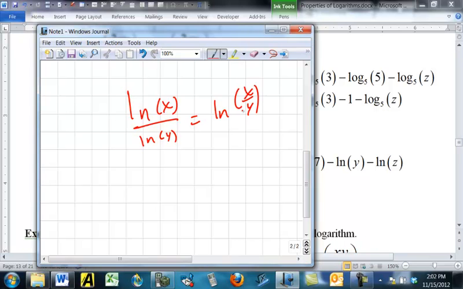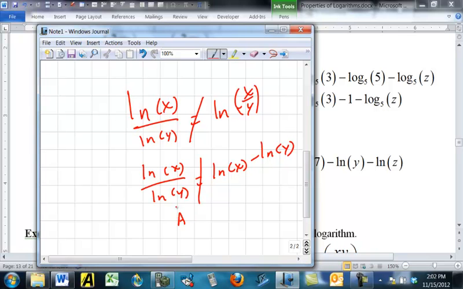That doesn't work. It also doesn't work this way. Sometimes they'll say this, ln of x over ln of y is ln x minus ln y. That one doesn't work. This one you should see doesn't work.